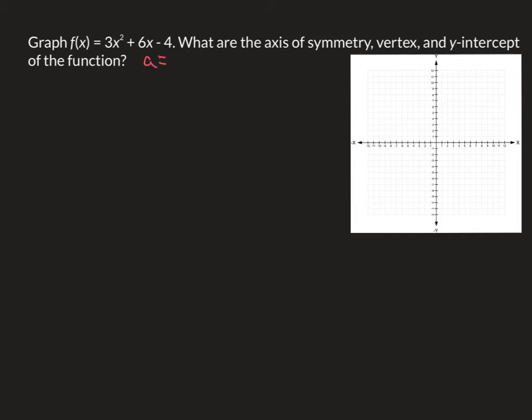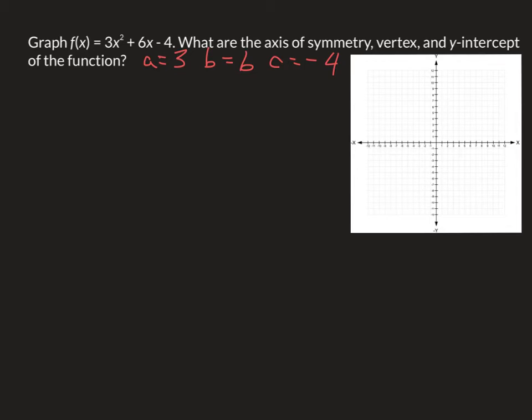A is the number that's multiplied by the x squared term, which is 3. B is the number multiplied by the x term, 6. C is the number just sitting at the end there without an x next to it, it's negative 4.